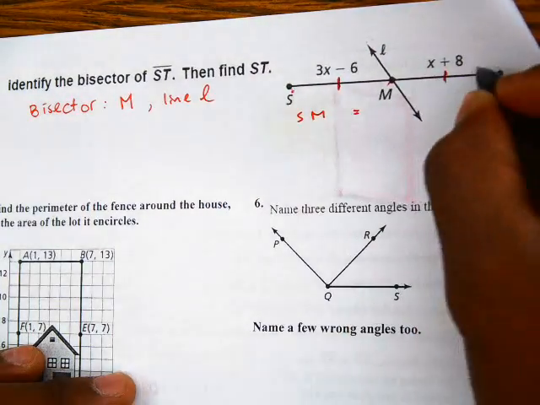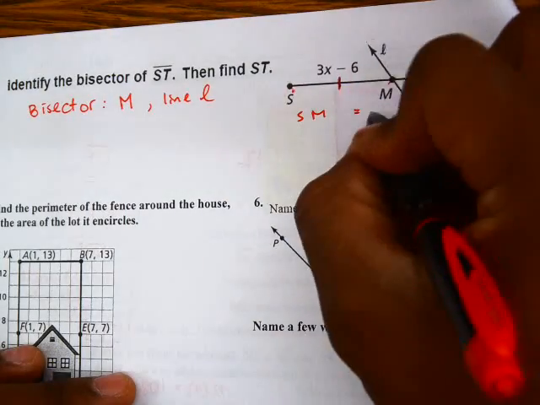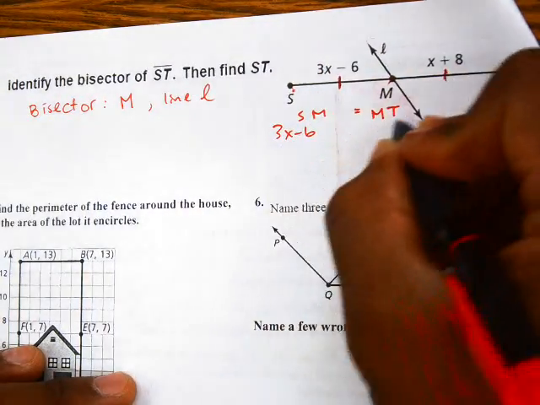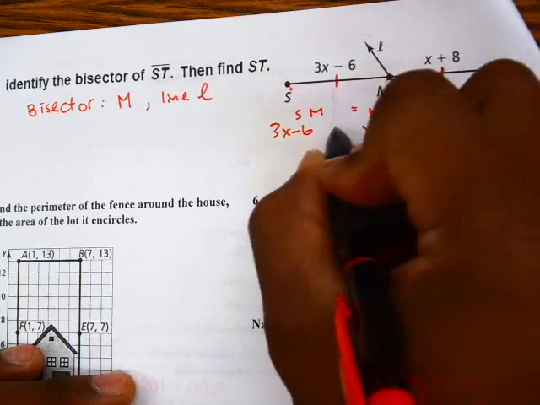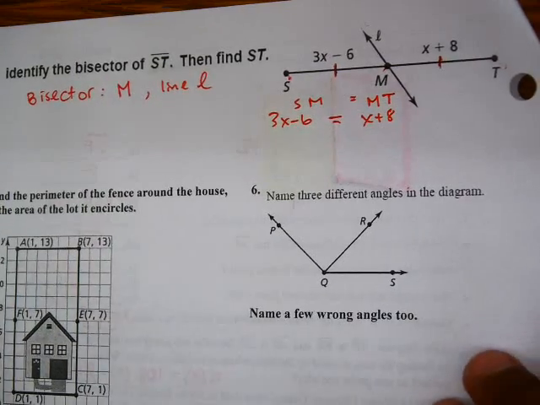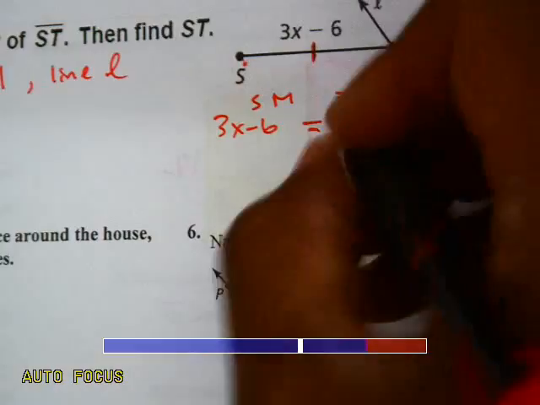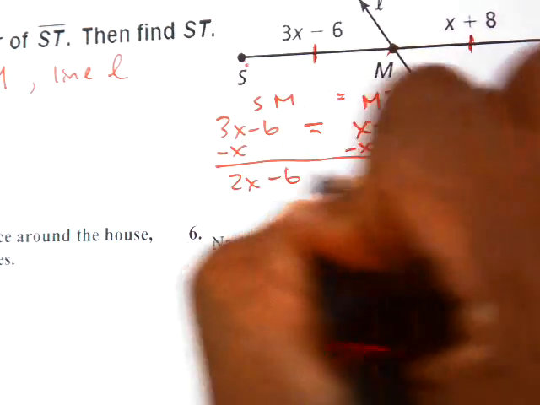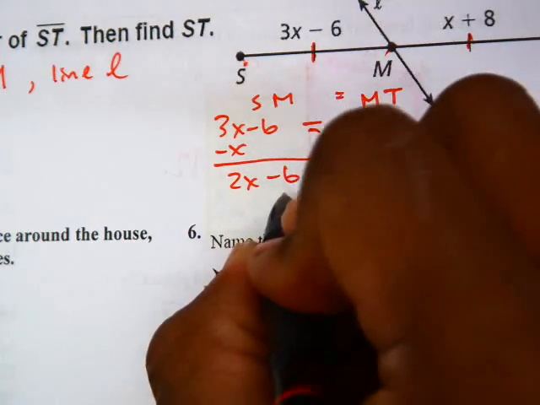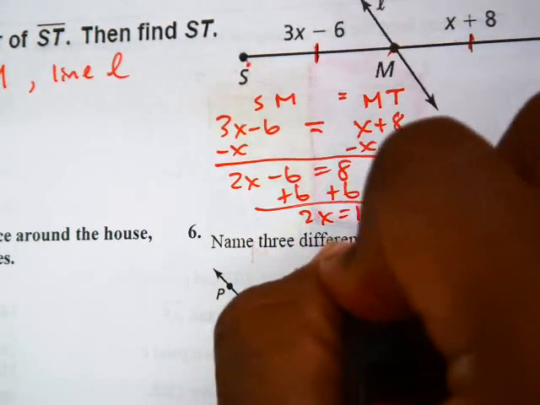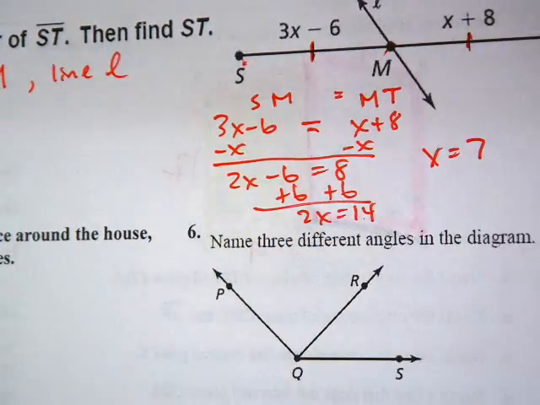SM is equal to MT, and SM is 3x minus 6, MT is x plus 8. They are equal to each other because that segment got bisected. Let's solve this. We're going to subtract x from both sides. Now we're going to add 6, and I get that x is 7.